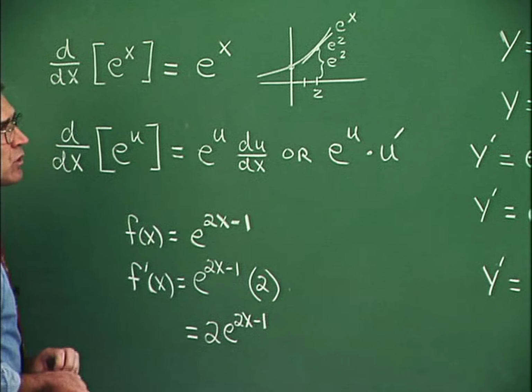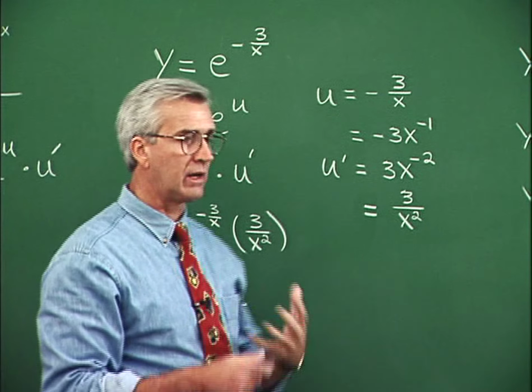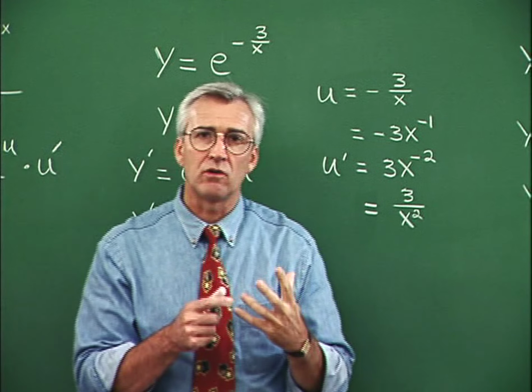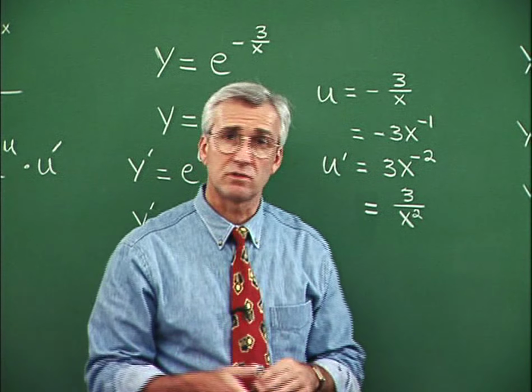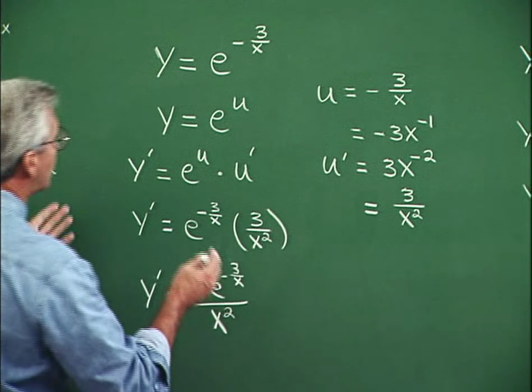Let's work a few problems. We have y is e to the negative 3 over x. Now all of the problems that we're going to work just become a matter of manipulation, and sometimes the manipulation is simple and sometimes it's a little challenging. But here, for example, we're thinking of this as the u.